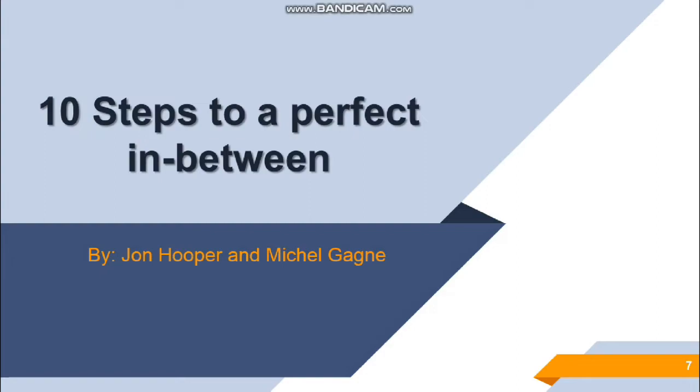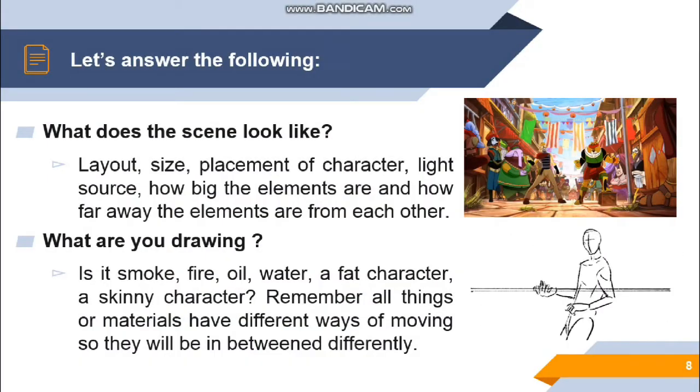So let's proceed now to the 10 steps to a perfect in-between. This is according to John Hooper and Michelle Gagne. So let's think about this and let's try to answer the following. What does the scene look like?